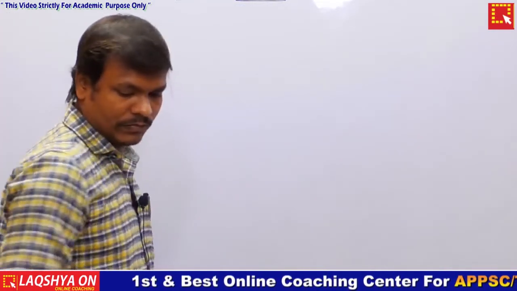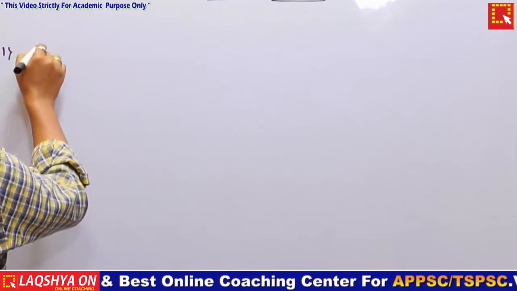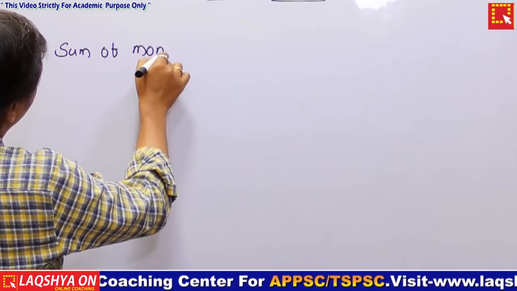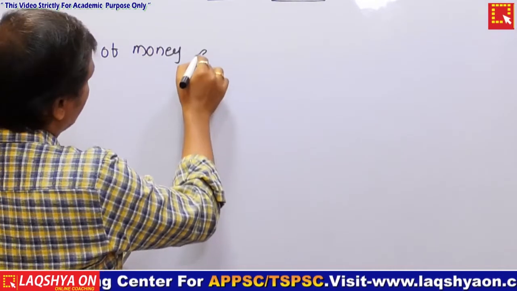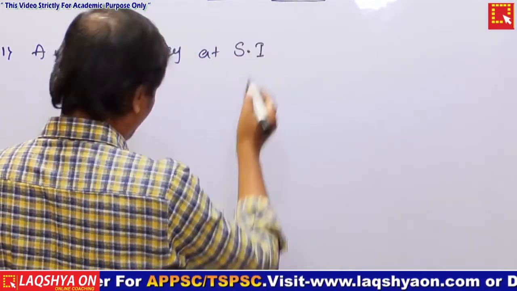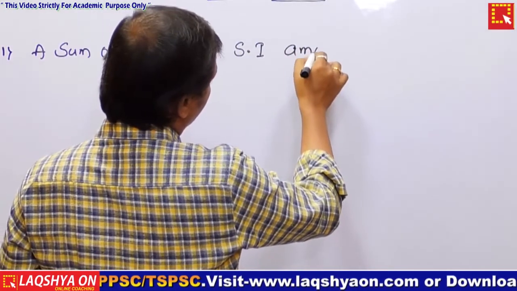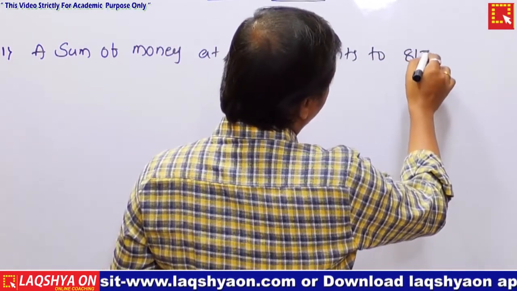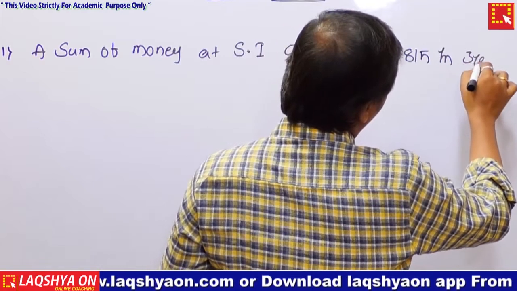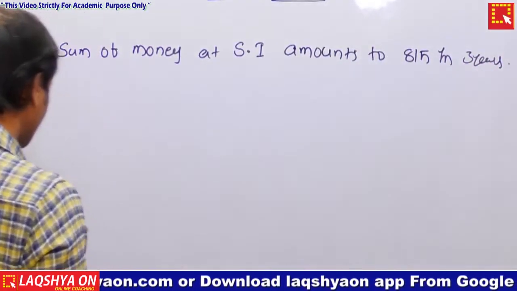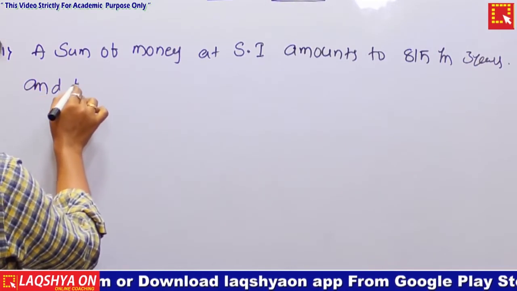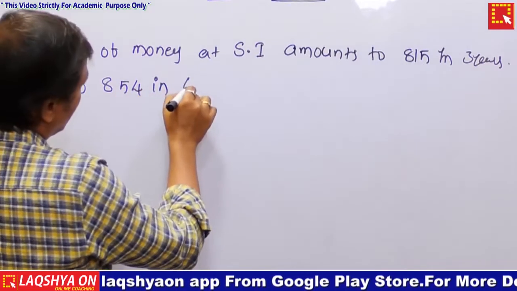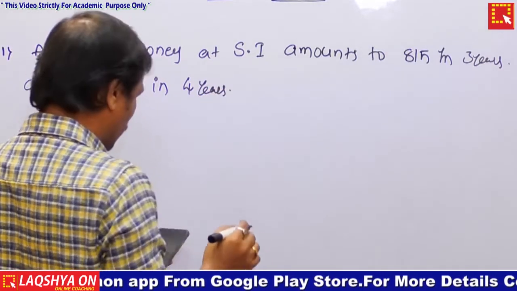Next. A sum of money at simple interest amounts to 815 in 3 years and 854 in 4 years.